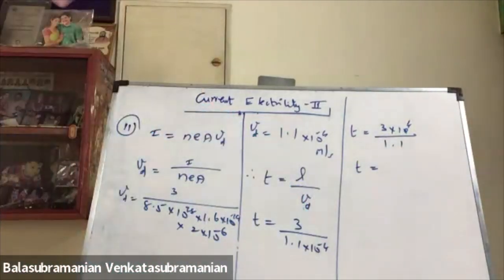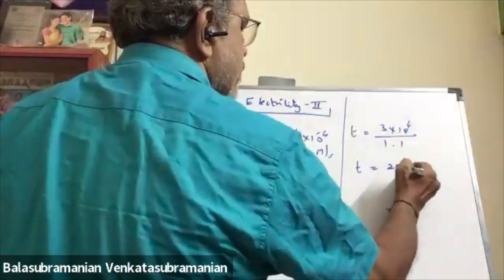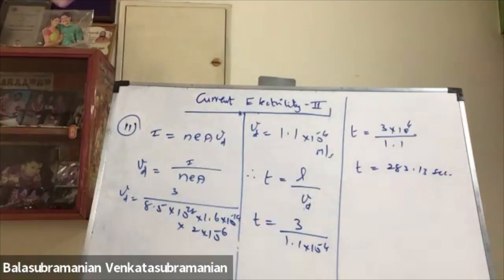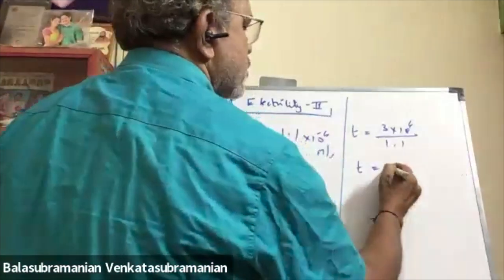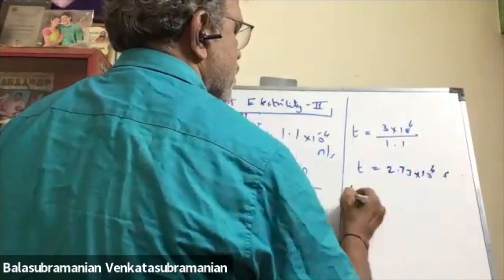Simply calculate the value: 283.13 seconds. No, the answer is 2.73 into 10 power 4 seconds.